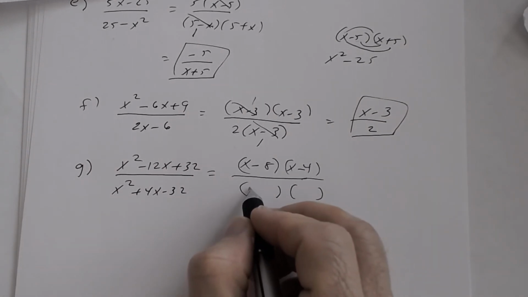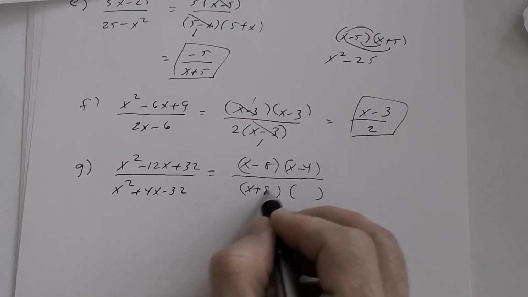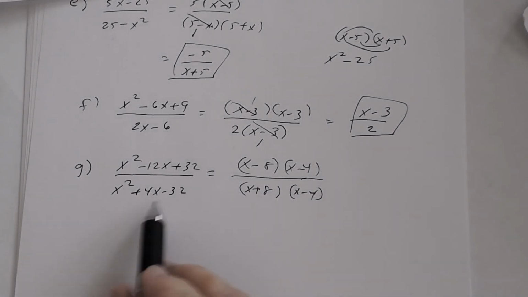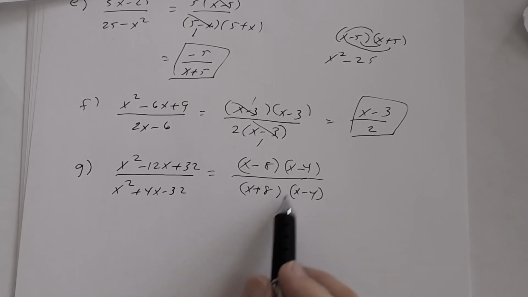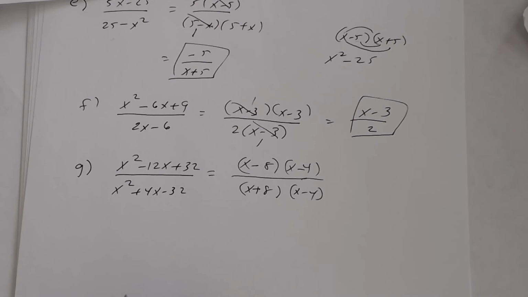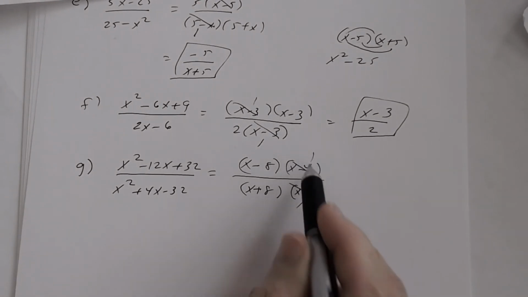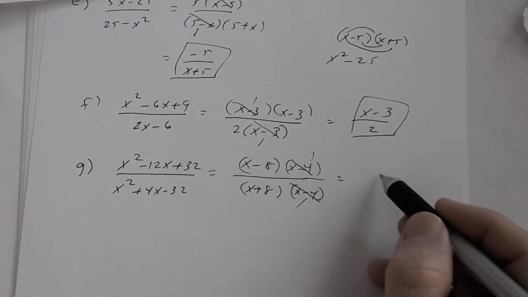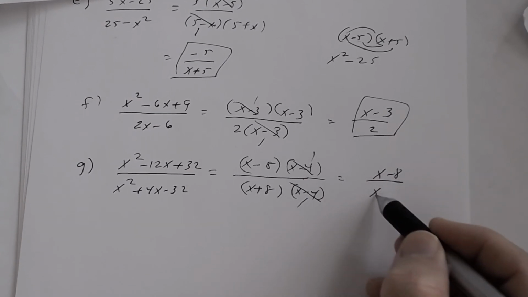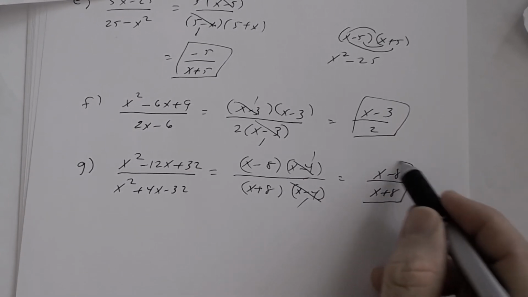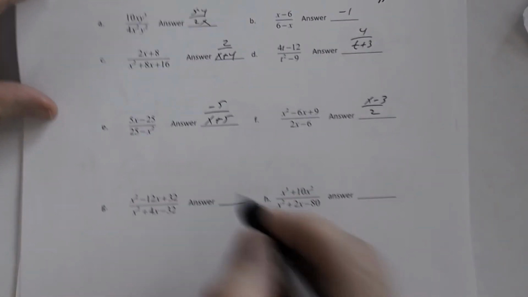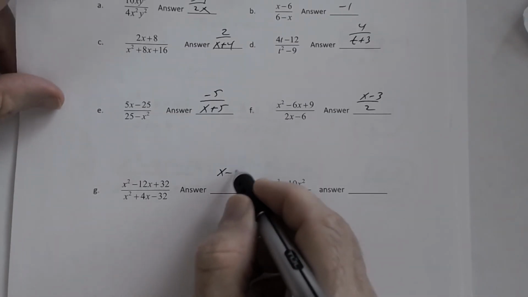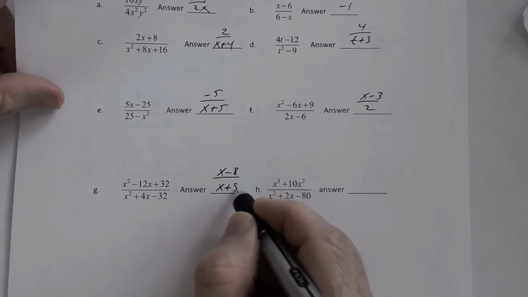Over here, this one will be x plus 8, x minus 4. So 8 times negative 4 is a negative 32. The outer is a negative 4x, the inner is a positive 8x, and I get a positive 4x. And now we're going to reduce. See, the x minus 4 is divided out, and so the answer is x minus 8 divided by x plus 8. Okay? All right, so that is the answer to number 9. So x minus 8 divided by x plus 8.